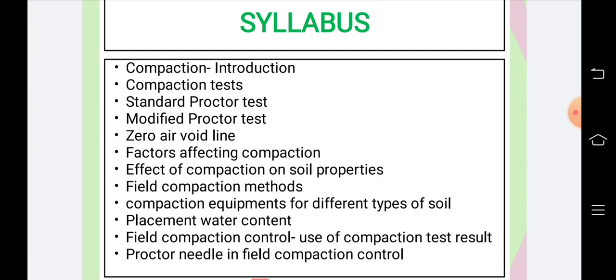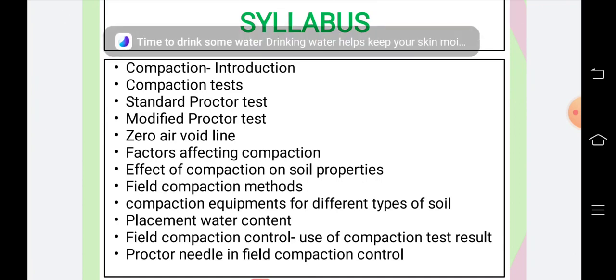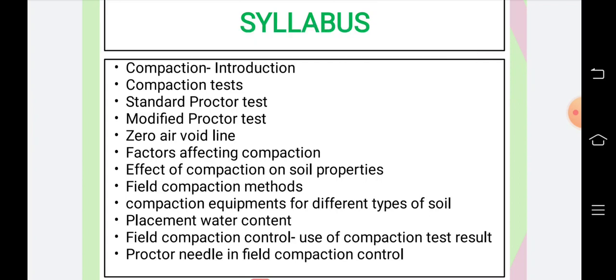of the zero air void line, then the various factors affecting compaction, then the effect of compaction on various soil properties, then the field compaction methods, then compaction equipment used for different types of soil, then the concept of placement water content, then how we can achieve field compaction, then the concept of the Proctor needle, which is used for field compaction control.